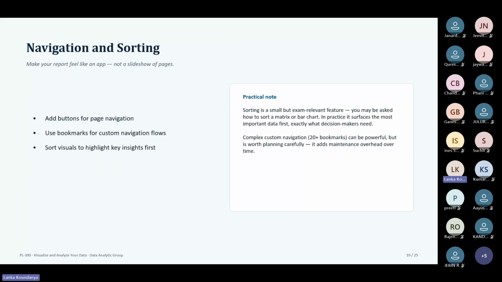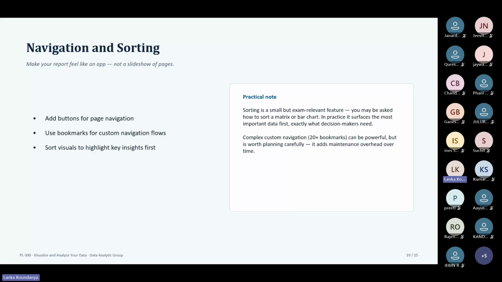And the next thing is navigation and sorting. So when we see the buttons and the pages, we have to notice them. So navigating and some kind of sorting is also important, because whenever we design a report, definitely a sorting mechanism will be there. So here a practical note is that sorting is a small but exam relevant feature. When we go to the Power BI 300 exam, definitely there will be 1 or 2 questions on sorting also. You should be prepared with those things as well.